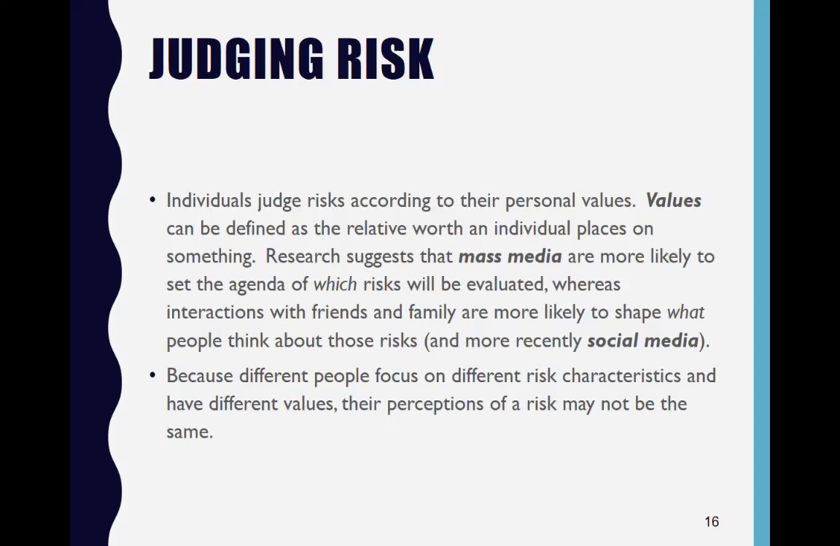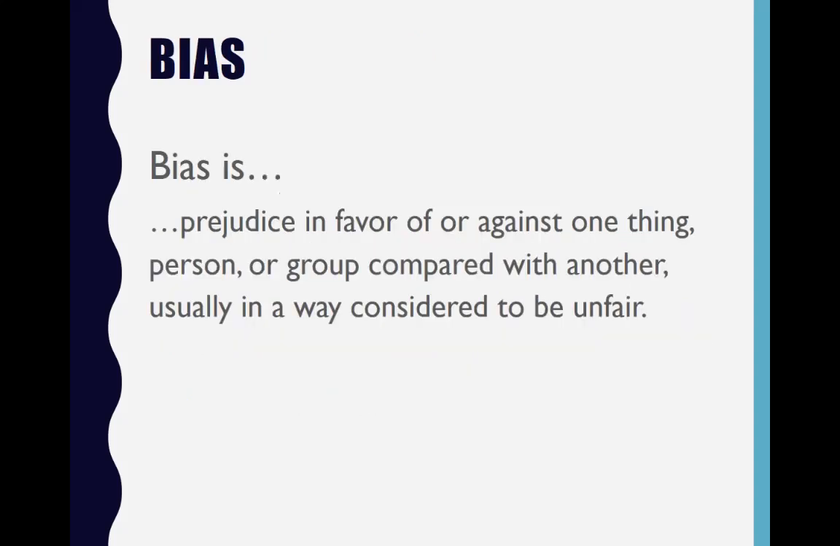Because different people focus on different risk characteristics and have different value sets, their perceptions of a risk may not always be the same. And so, lastly, it's important for us to keep in mind that we have our own internal bias. Bias is our prejudice in favor of or against one thing or person or group compared to another, usually in a way considered to be unfair.